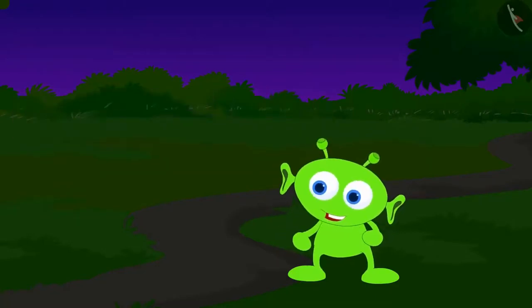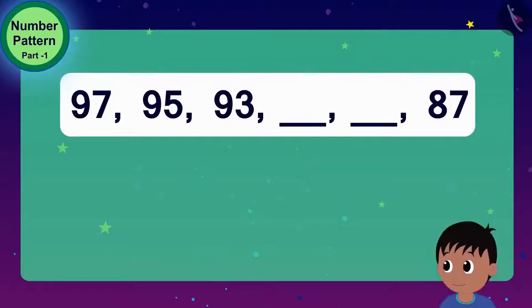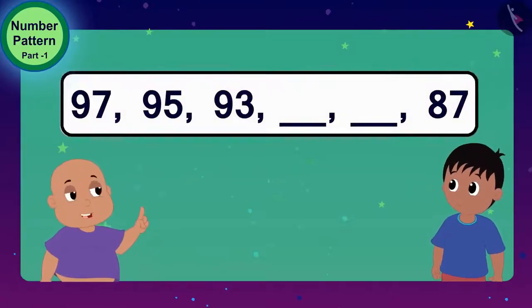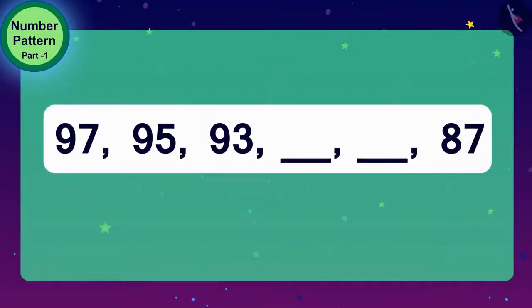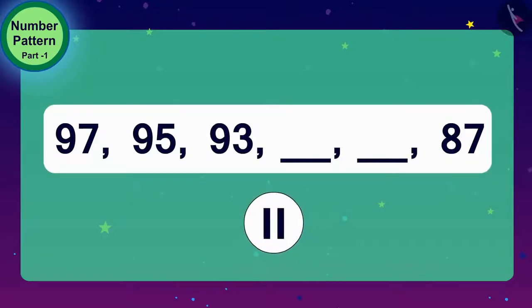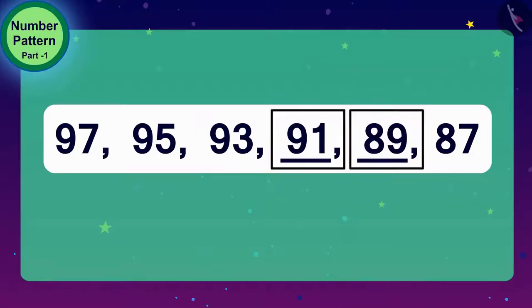Let's see if you can solve my next puzzle. The alien now showed his second puzzle to Raju and Bablu. Raju, this puzzle looks harder than the first puzzle. Yes, Bablu. Let's find a solution together. Children, please also think, what is the rule of this number pattern? If you wish, you can stop the video and think of the answer. Well done, children. You have got the right answer.